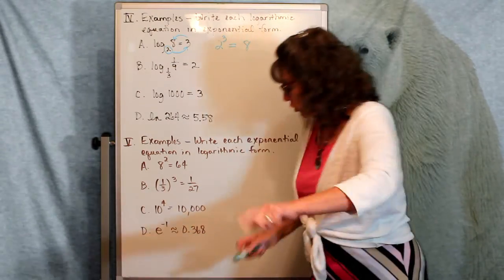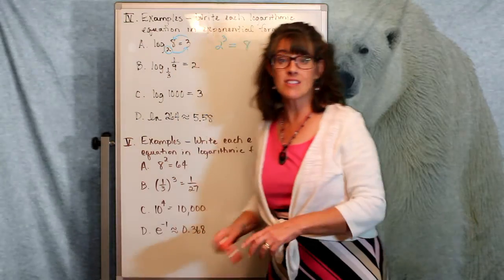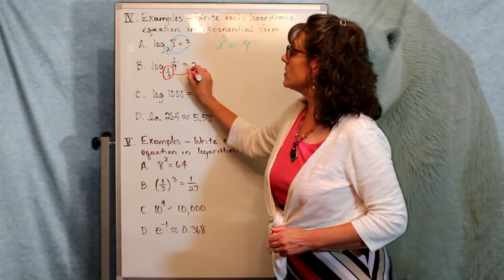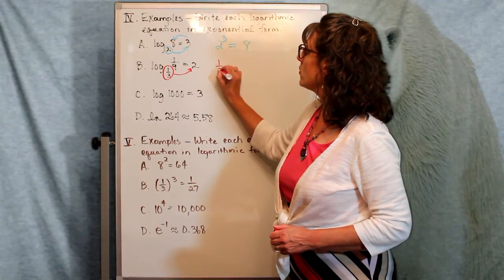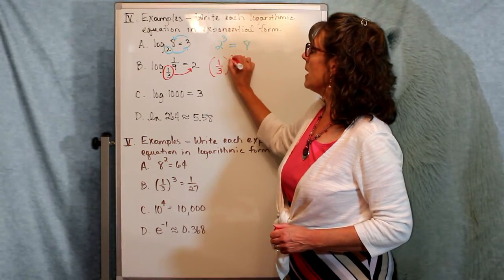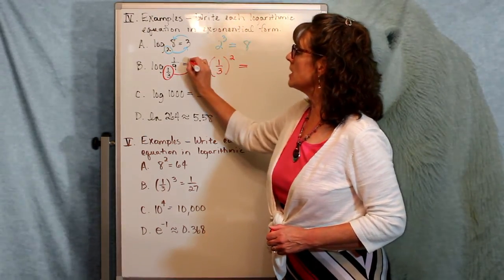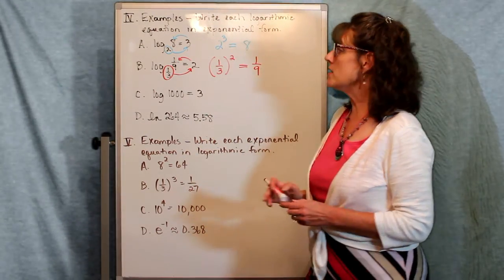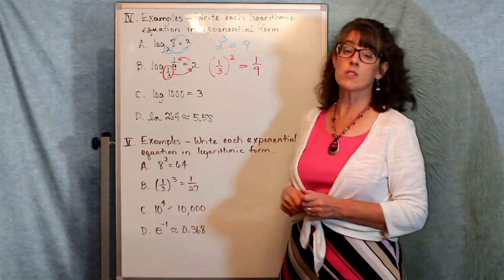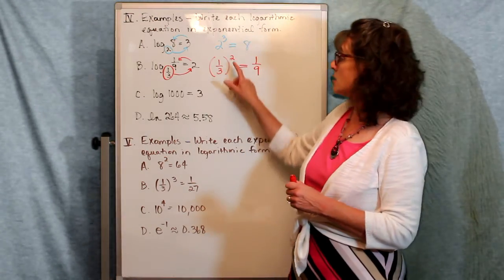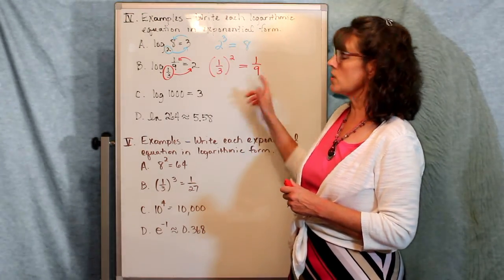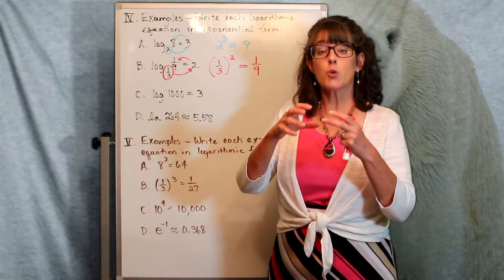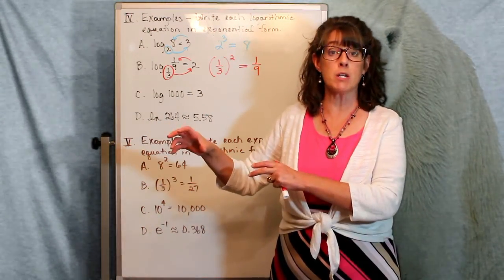So let's try this one now. Once again, that circular diagram is going to get us there. So I go base to the outside power, so it's going to be 1/3 to the second power equals the number on the inside. So it's going to equal 1/9. Well, is that true? Is 1/3 to the second power 1/9? Yes, it is, because 1 squared is 1, 3 squared is 9. That's absolutely true. So this is how you translate from your logarithmic form into your exponential form.